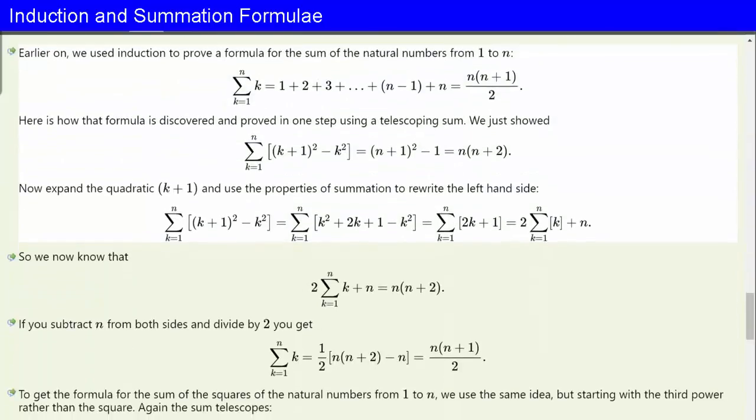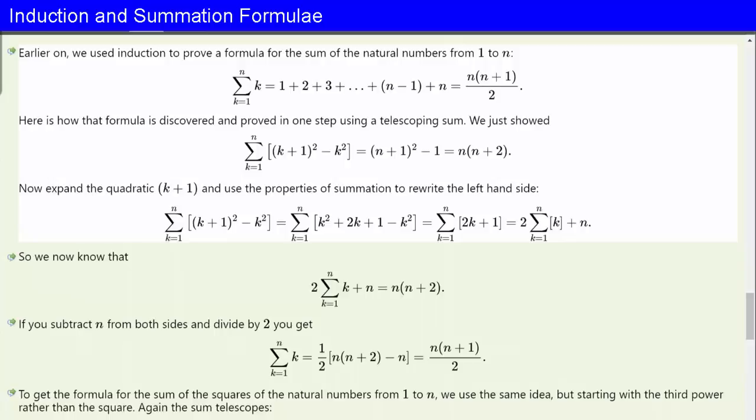Earlier on, we used induction to prove a formula for the sum of the natural numbers from 1 to n. The sum from k equal 1 to n of k is just the product n times n plus 1 divided by 2. Here is how that formula is discovered and proved in one step using a telescoping sum. We just showed that if you add up the numbers k plus 1 squared minus k squared, starting with k equal 1 and stopping at n, well, n was 20 there, but for a general n it still works, you get the difference n plus 1 squared minus 1.